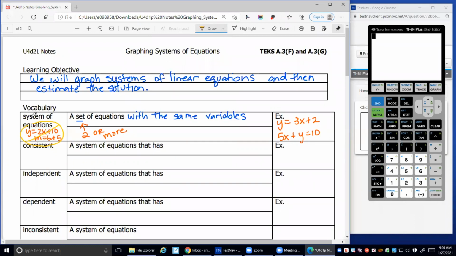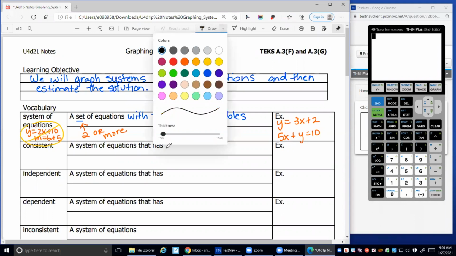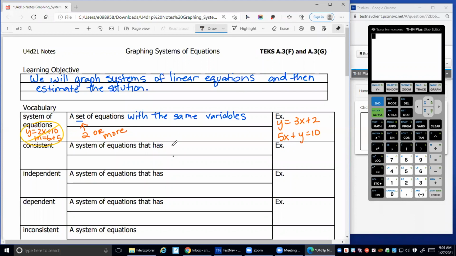All right. The word consistent. This is going to be a set of equations, and I'll kind of show you what we mean here in a bit. A set of equations that has at least, that's one or more, at least one ordered pair that satisfies both equations.